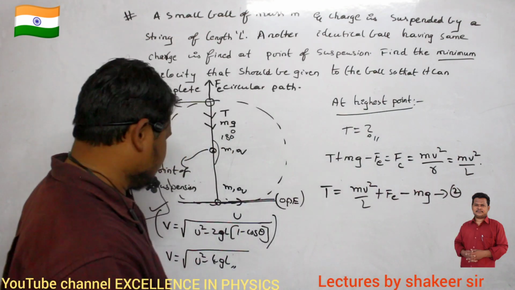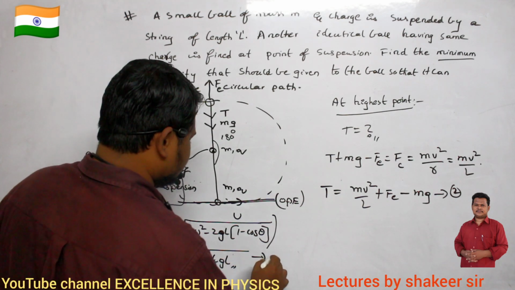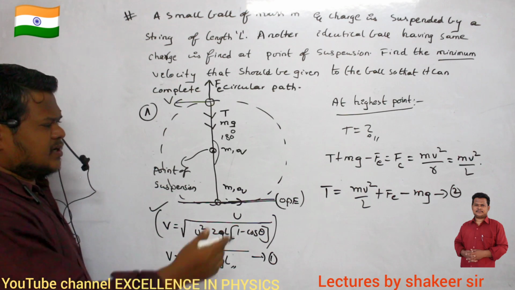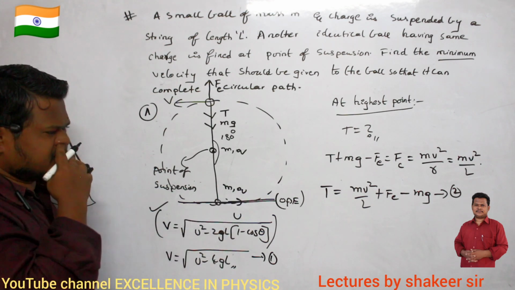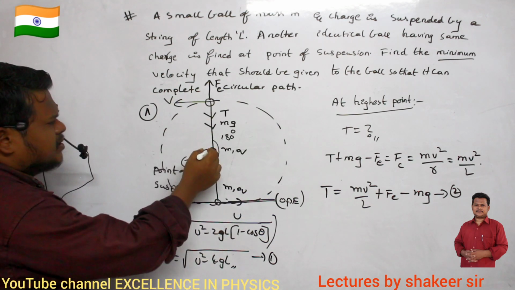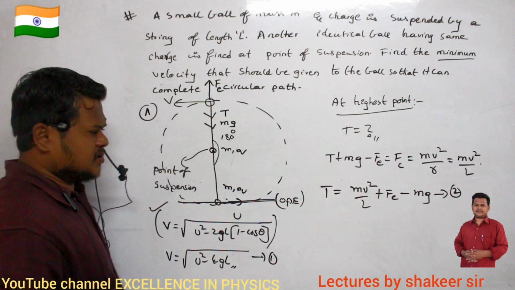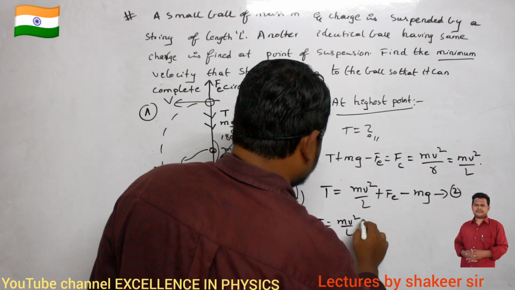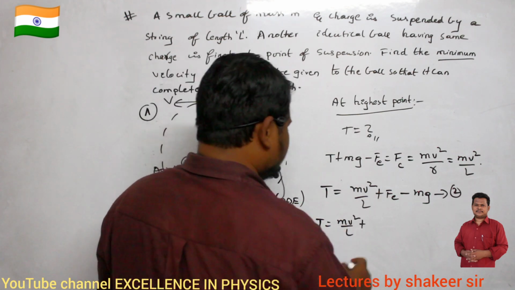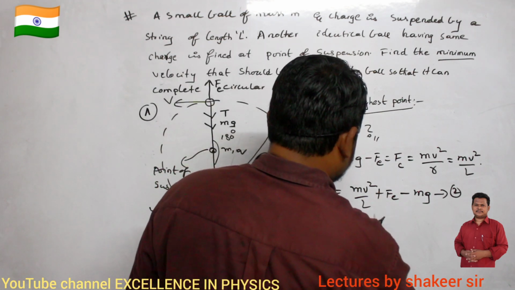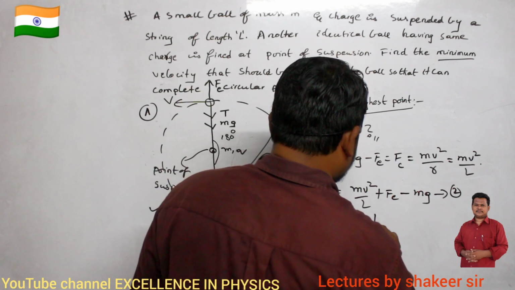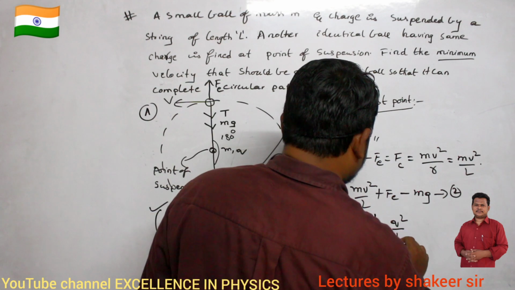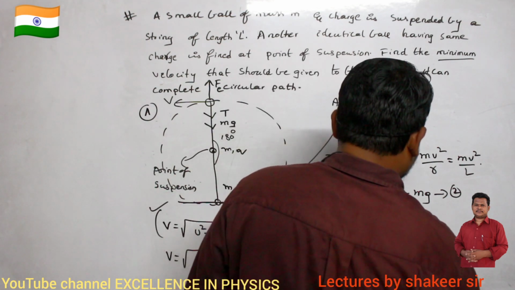Clear, no ma? So this is my first equation for velocity and this is my second equation for tension. Clear? And electrostatic force of repulsion is how much? Kq square divided by L square. That's all, no? So therefore T is equal to mv square by L plus the electrostatic force of repulsion, written with 1 by 4 pi E naught instead of K. So 1 by 4 pi E naught Q square divided by L square minus mg.